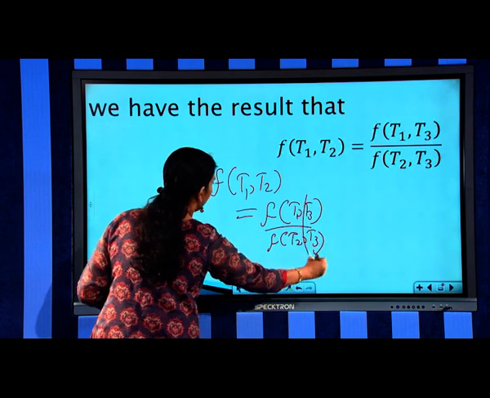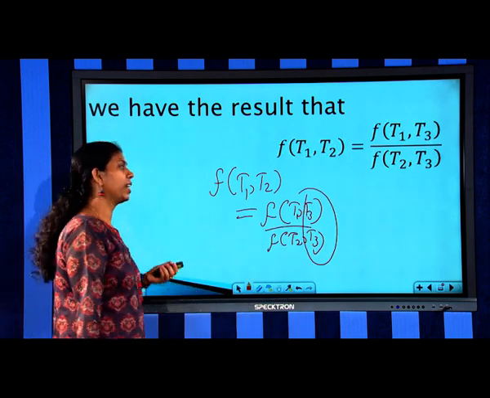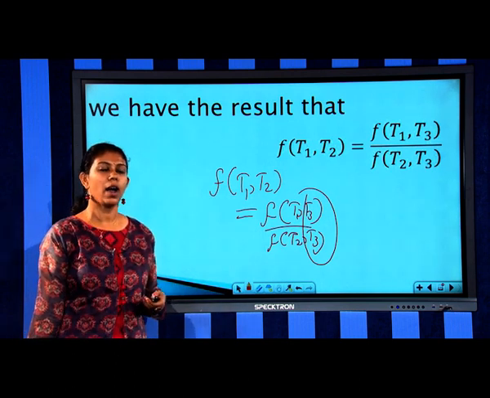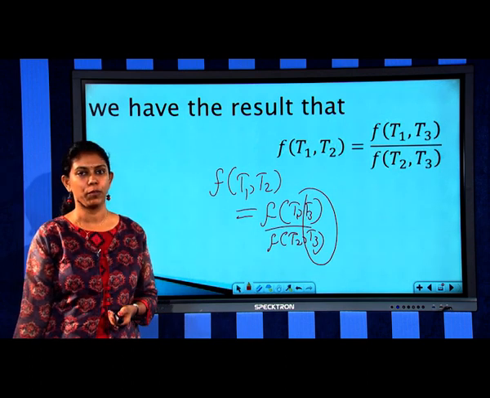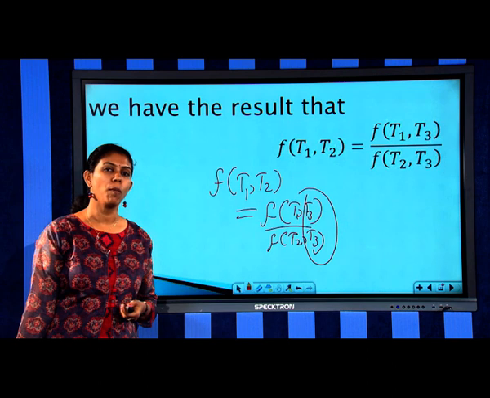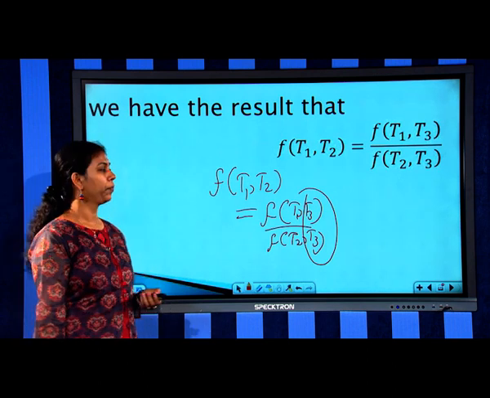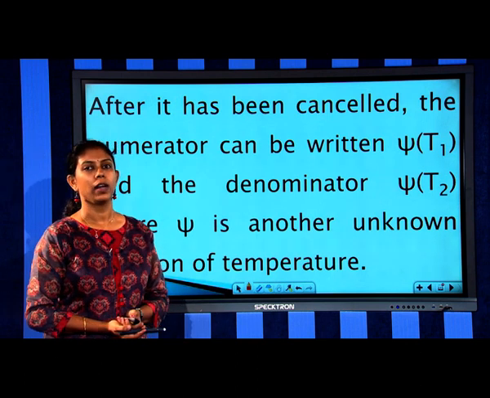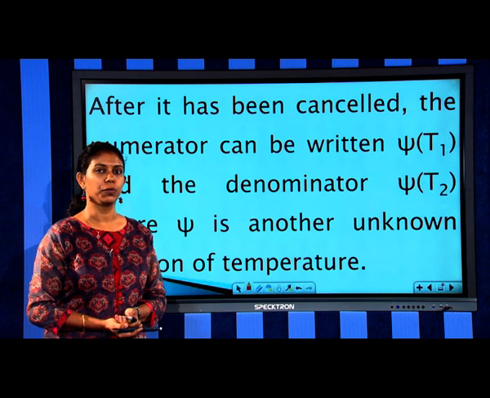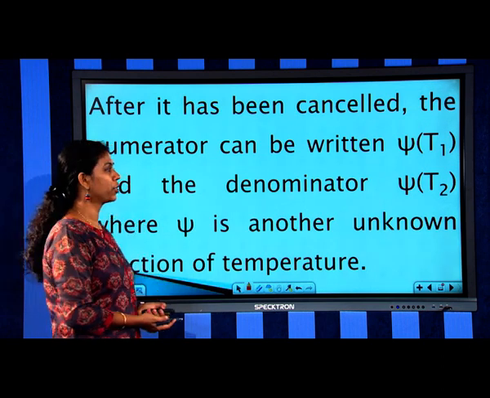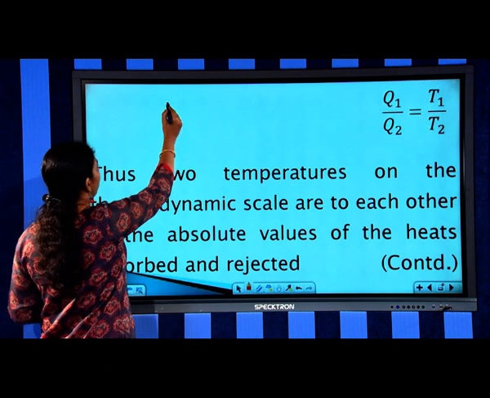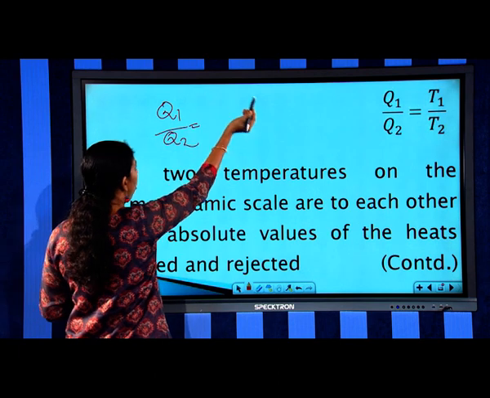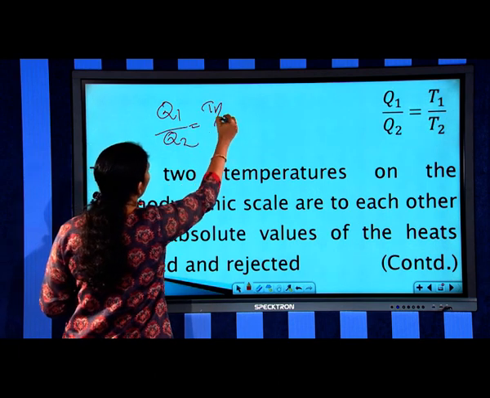This T3 is the temperature which we arbitrarily chose, and since it does not appear in the left hand member of the above equation, T3 must drop out of the ratio on the right. After it has been cancelled, the numerator can be written psi of T1 and the denominator psi of T2, where psi is another unknown function of temperature. So from the above equation, dropping the T3 terms, we get Q1 by Q2 equal to T1 by T2.